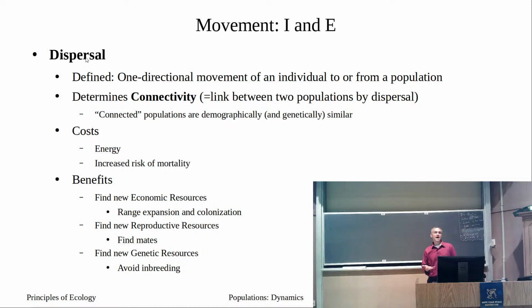Now, dispersal has costs and it has benefits. And we can think back to the evolutionary ecology part to say that if the costs exceed the benefits, then selection would have taken it out. So we know that dispersal actually still occurs. All right, so there must be something that causes the benefits to exceed the costs. And they are pretty big benefits.